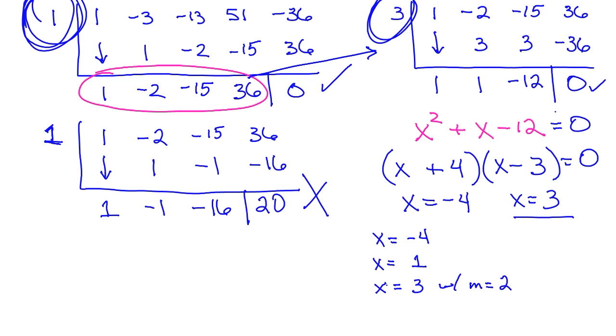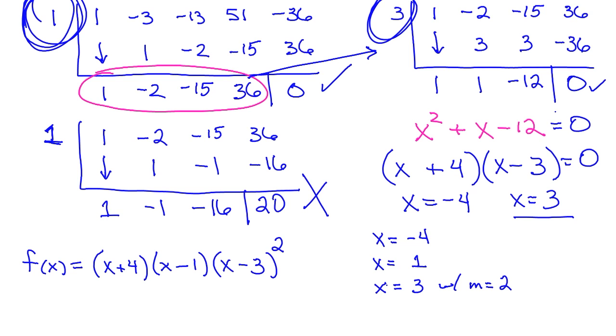Finally, we can take this information and write out the factored form of the original polynomial. It's going to be x plus 4 times x minus 1 times x minus 3 squared, where the exponents come from the multiplicities. And remember that all factors are in the form of x minus c, so we essentially change the sign of the zeros.